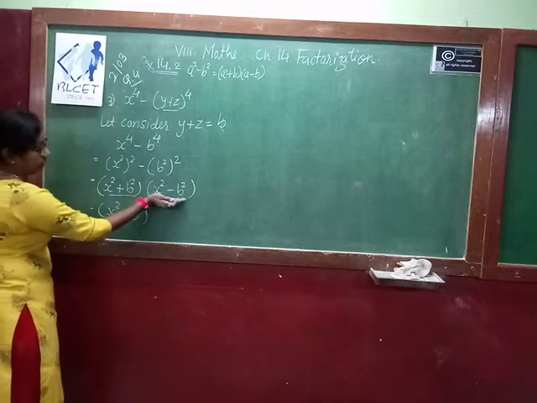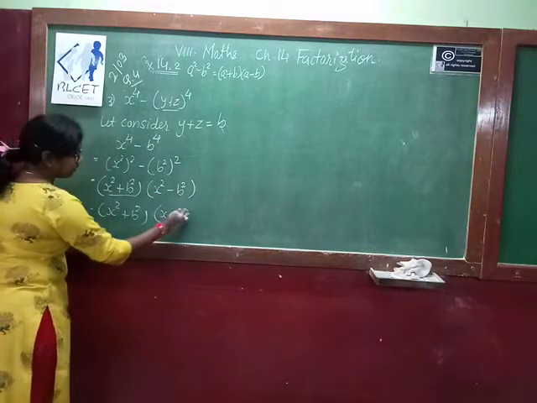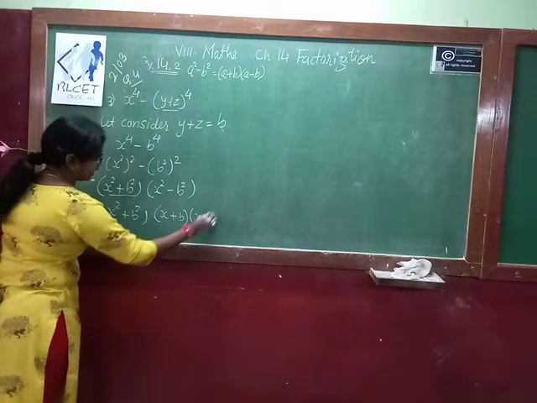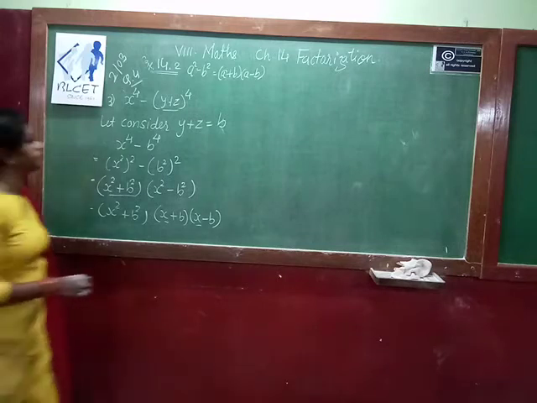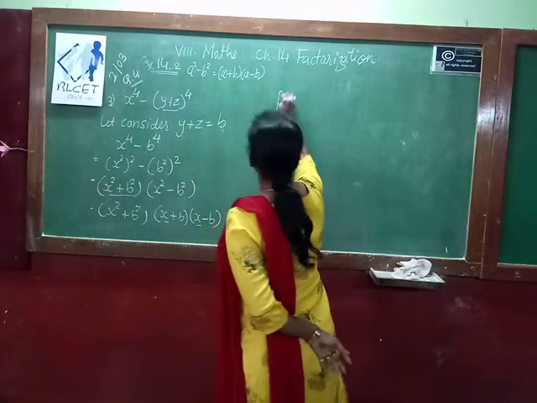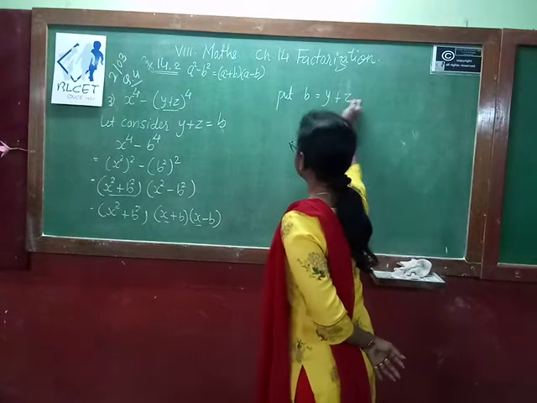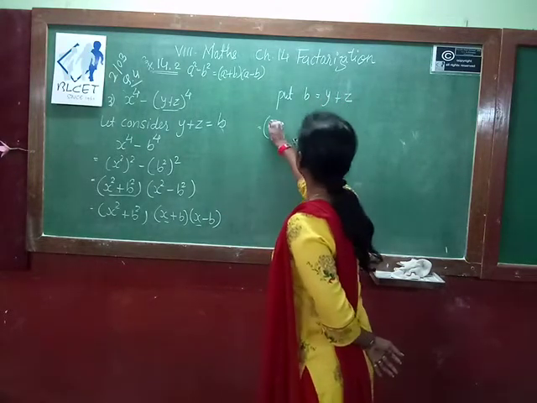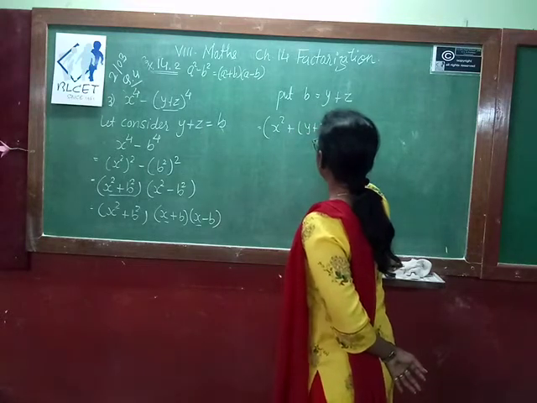This again we can apply the formula a square minus b square. So one time positive, one time negative. Now we have to substitute the value for b. So put b is equal to y plus z. So what answer are we getting? x square minus y plus z whole square.